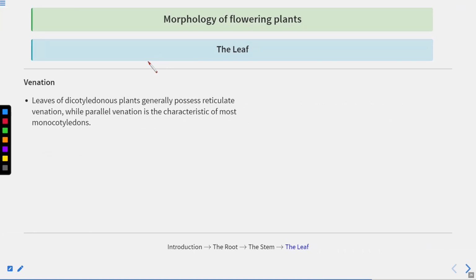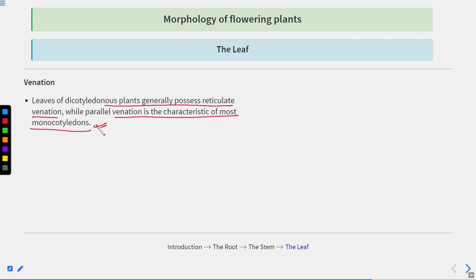So leaves of the dicotyledonous plant generally possess reticulate venation, while parallel venation is the characteristic of most of the monocotyledonous plants. So in the case of monocotyledonous plants, we have parallel venation, whereas in the case of dicots, we have reticulate venation. We have already seen this on the basis of the roots also. We can just see the root and tell whether the plant is monocot or dicot, right?